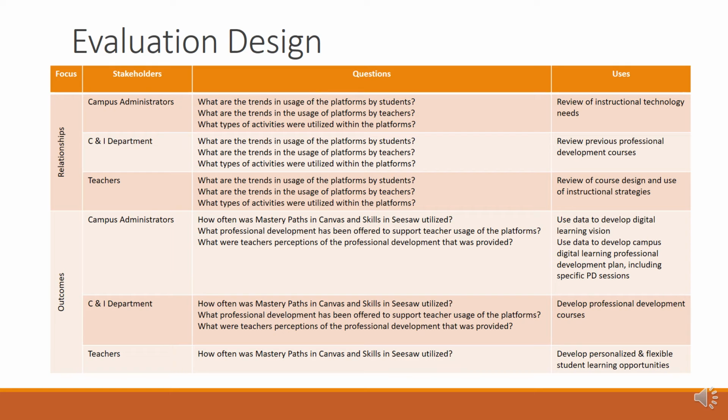An outcome for the C&I department, same questions, but they're going to use that to actually provide the professional development courses themselves and target them in ways that are meaningful for teachers. And then teachers in this evaluation will look at how often those Mastery Pass and Skills were used, so they can continue finding ways to put personalized and flexible learning in the learning management systems to benefit kids.